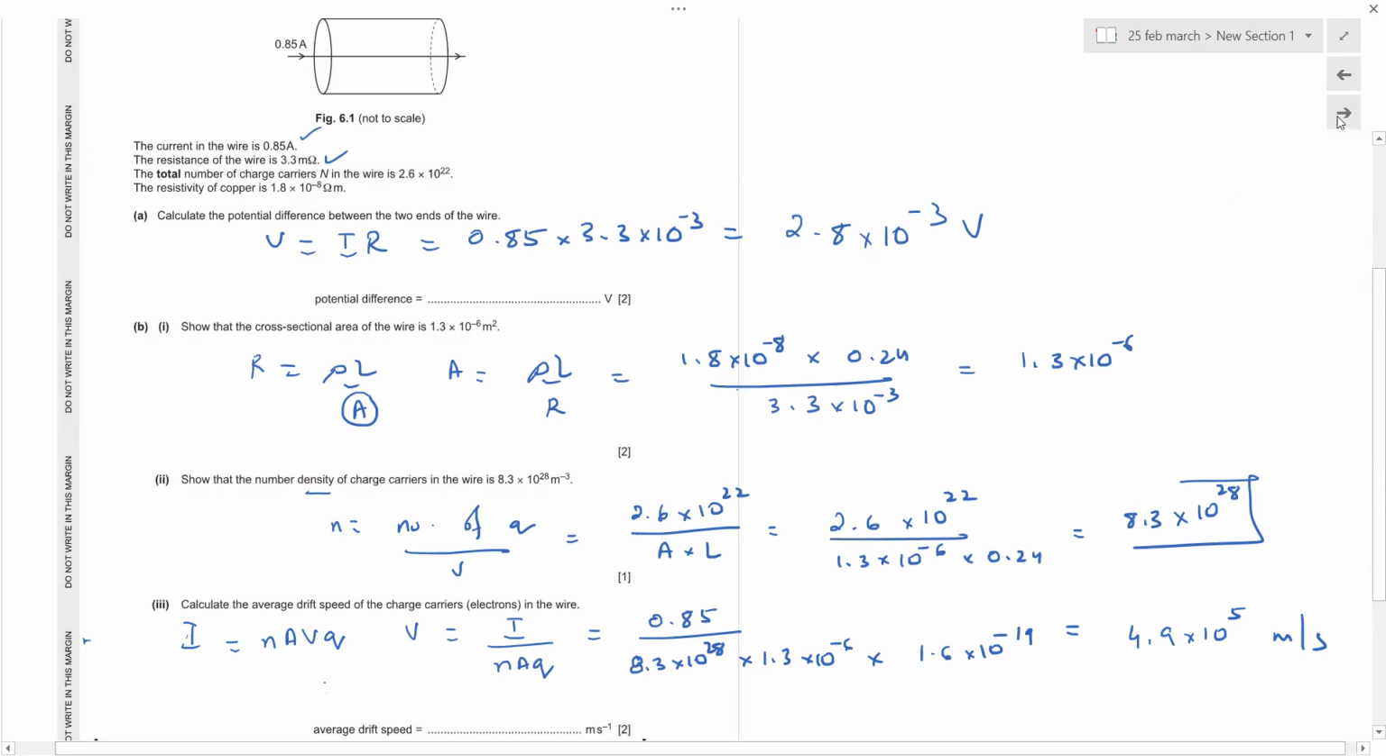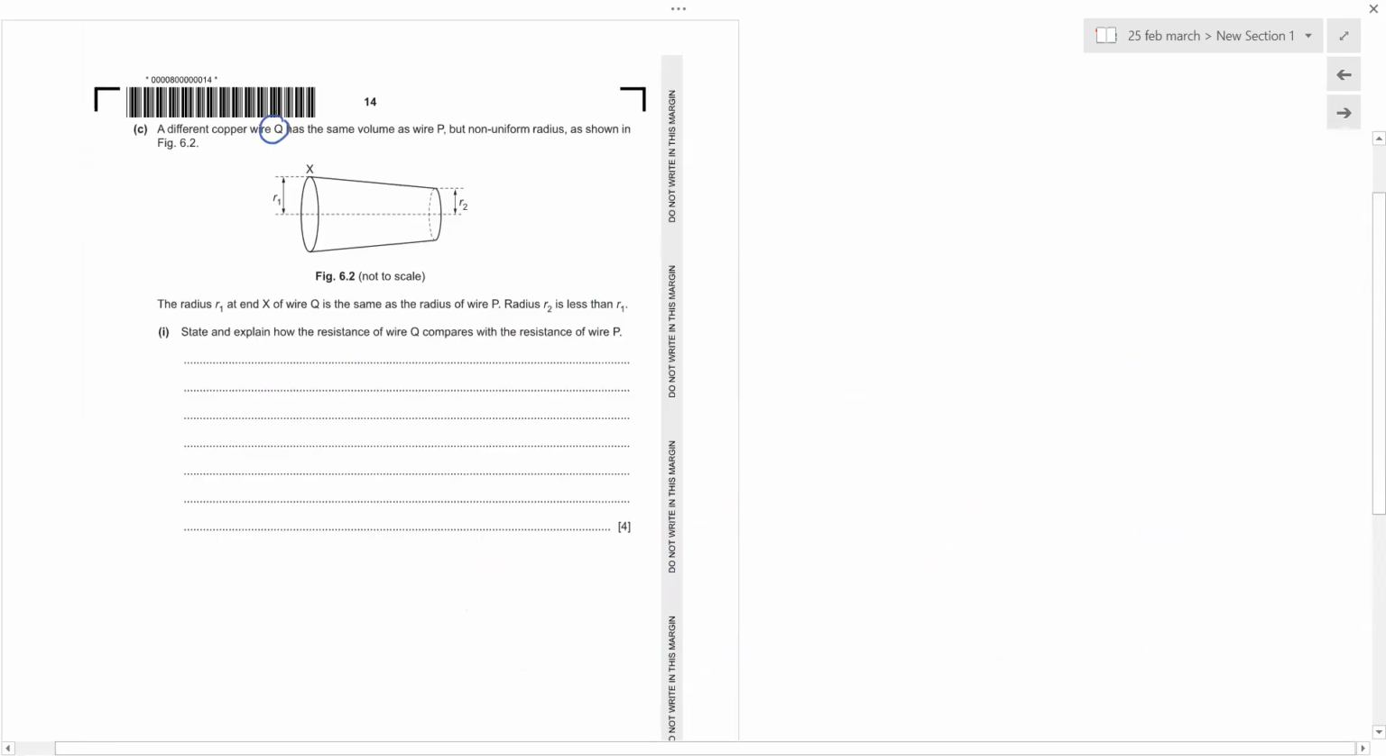And then what else? So we have a different copper wire Q, same volume. So volume of P is the same as volume of Q. So volume was area into length. So that's important. Then it says radius R1 at end X is the same. Okay. State and explain how the resistance of the wire. So basically, if we compare this wire resistance, so resistance is rho L over A, right? So we can clearly see here we have the same radius. That means same area. So at the start, resistance of P should be equals to resistance of Q.